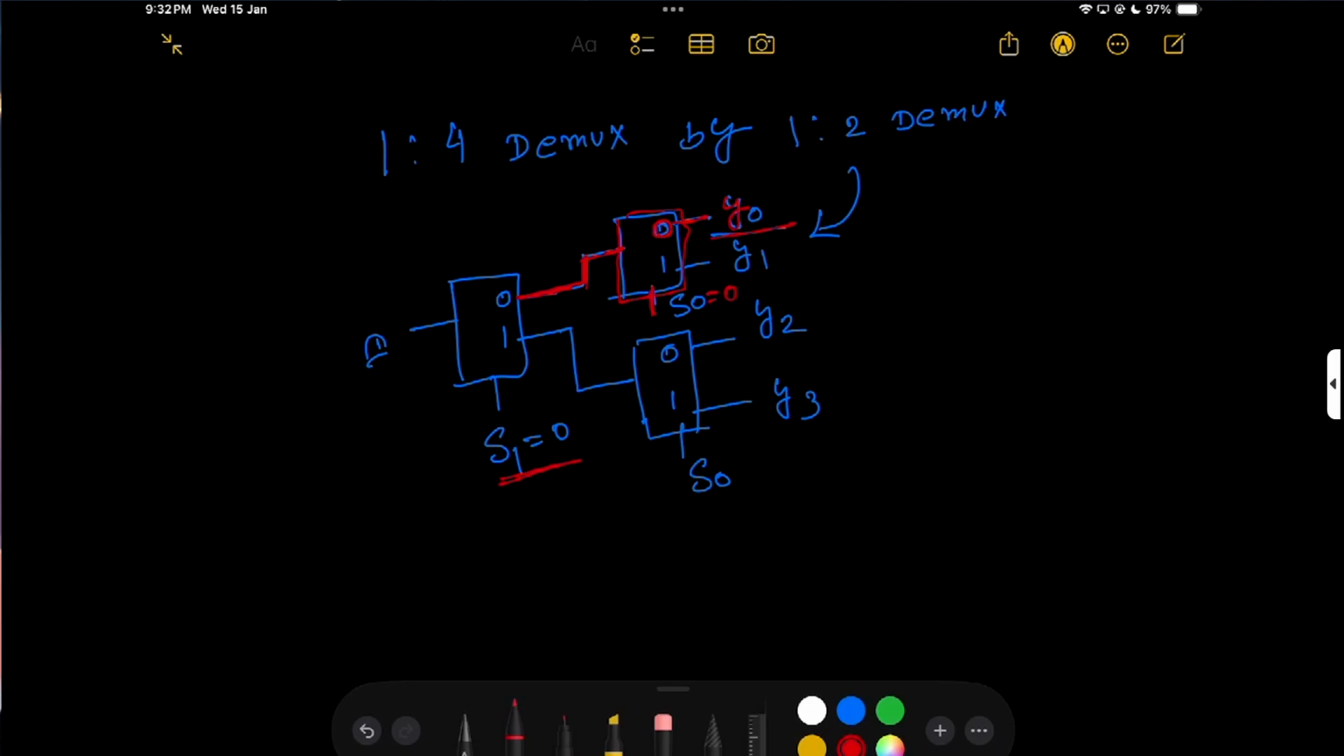So that's how we get Y0. If my S0 is 1, then we get Y1. And if my S1 is 1, then we choose this demux, and we take the output by selecting the input of S0. S0 is 0 or 1 maybe. So this is how we get Y2 and Y3.